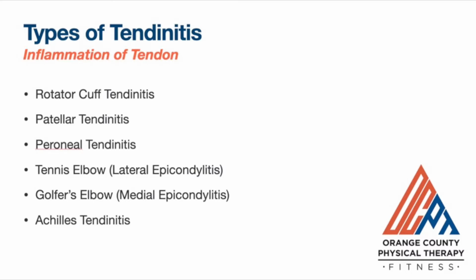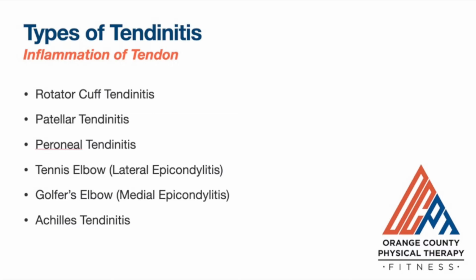So, what are the most common types of tendinitises? These are the most common tendinitises we see in the clinic, and also the most common ones you're most likely to experience. Rotator cuff tendinitis is a tendinitis of the tendons of the shoulder. The rotator cuff are four muscles that work together as a group to support the shoulder.